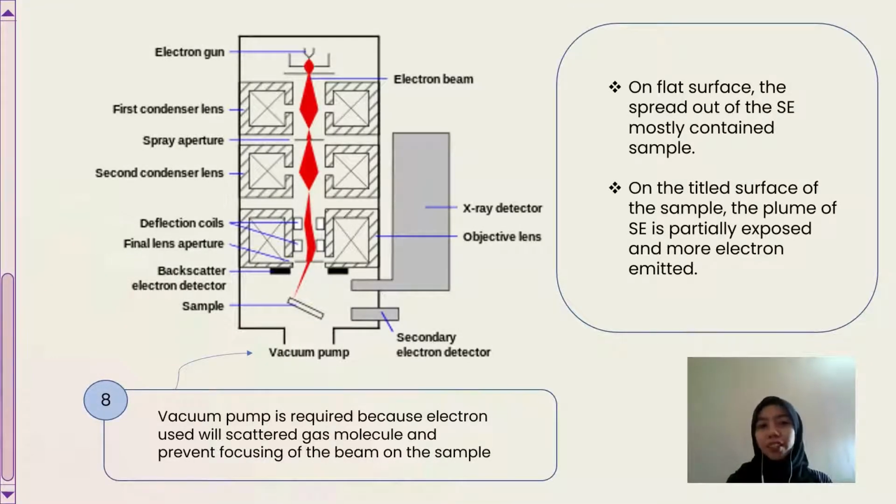A vacuum pump is necessary to prevent gas molecules from scattering and disturbing the electron beam from focusing on the sample. It has three levels of operating, which are high, low, and environmental, depending on the design of the microscope. The specimen can be either a flat or tilted surface. The spread of the secondary electrons on a flat surface is mostly contained by the sample, but a tilted surface is preferable because more electrons are emitted to the detector and the plume of the secondary electrons is partially exposed.